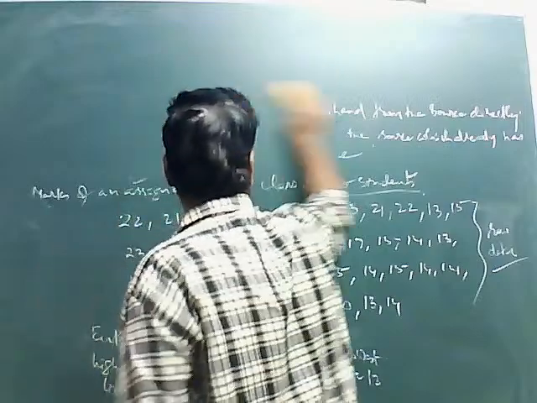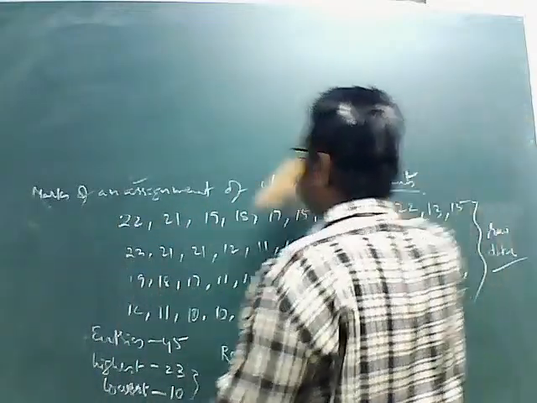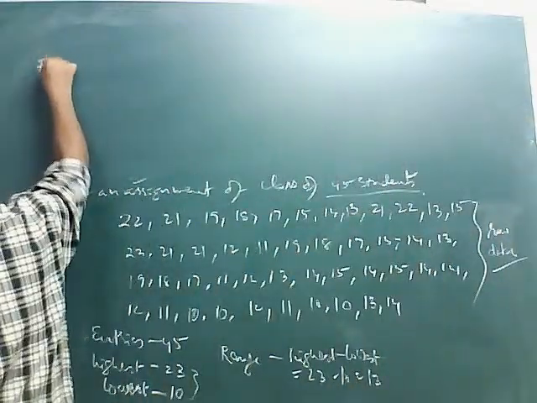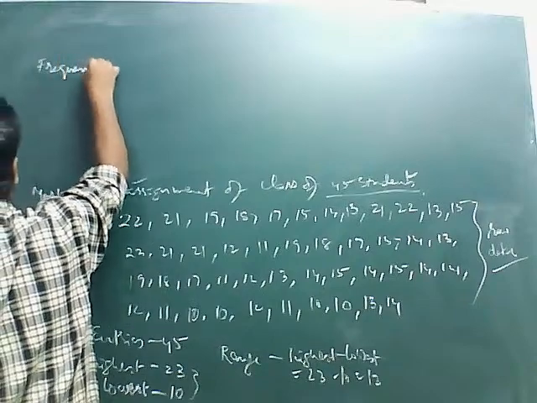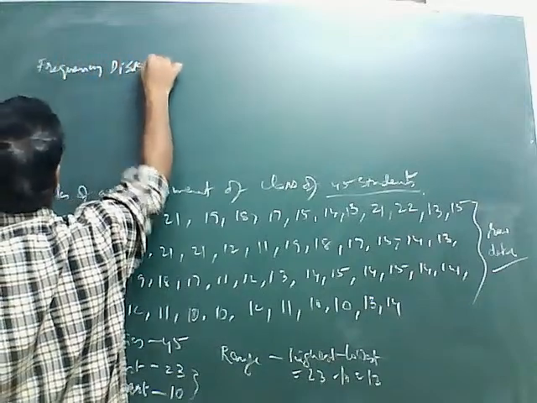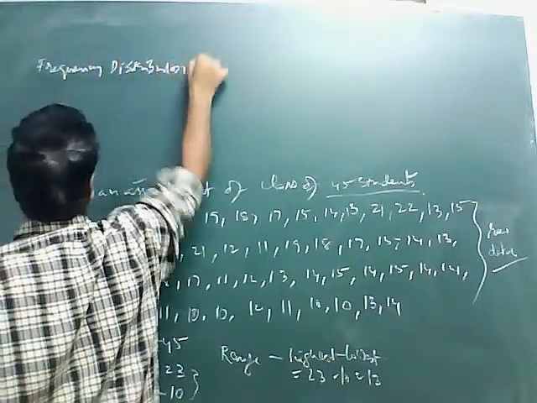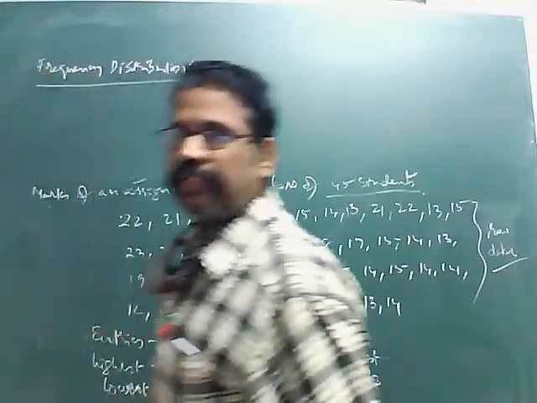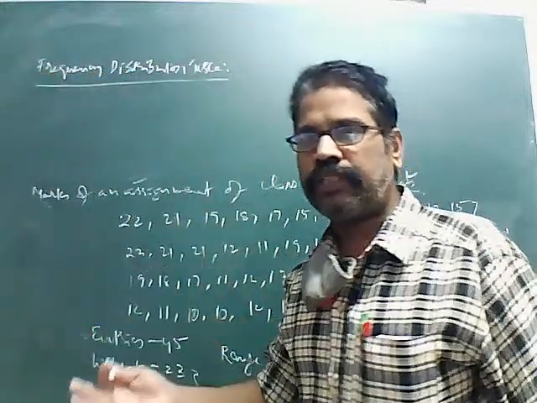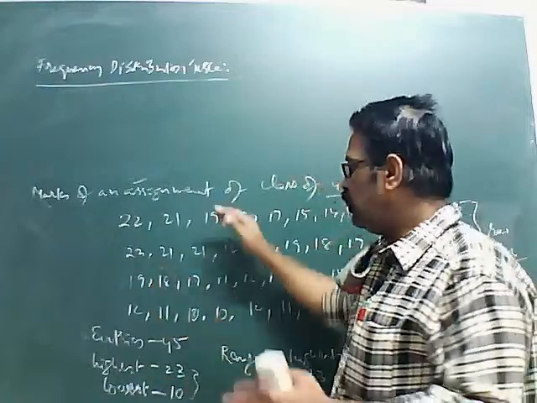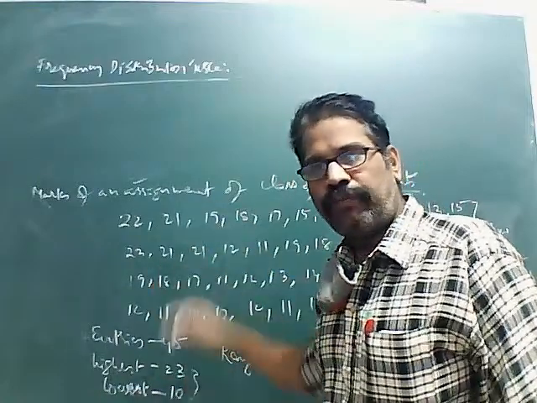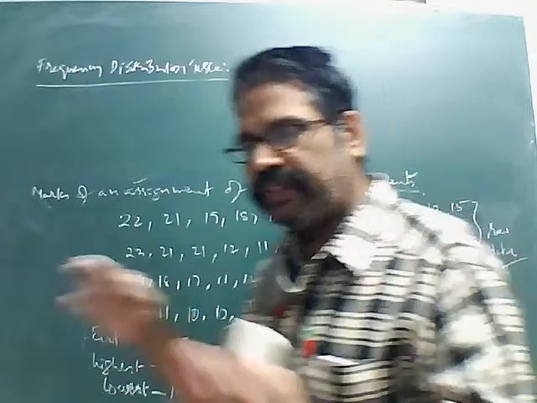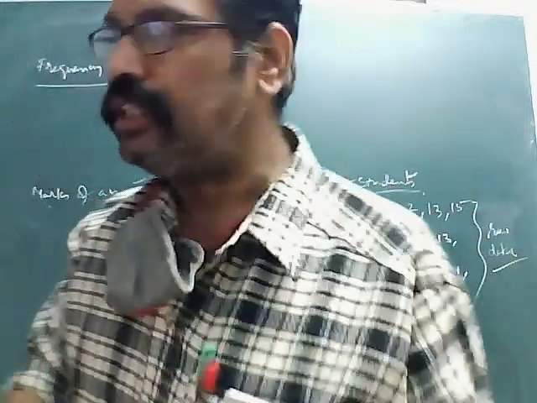So, what is a frequency distribution table? By its name you can understand it. The number of times an entry is repeated is called the frequency, and when each entry's frequency is distributed, that is called the frequency distribution table.